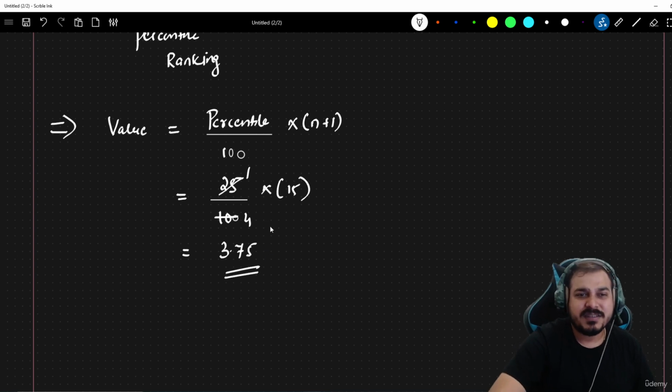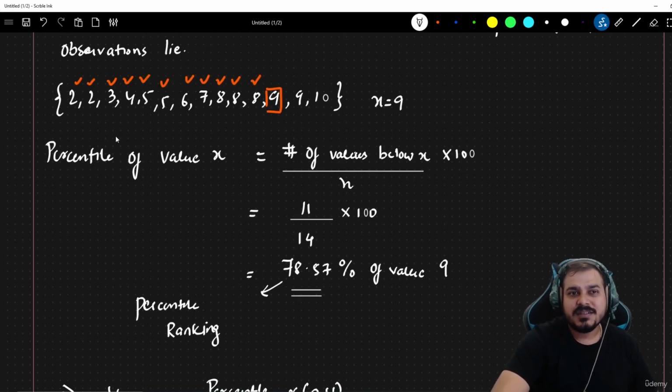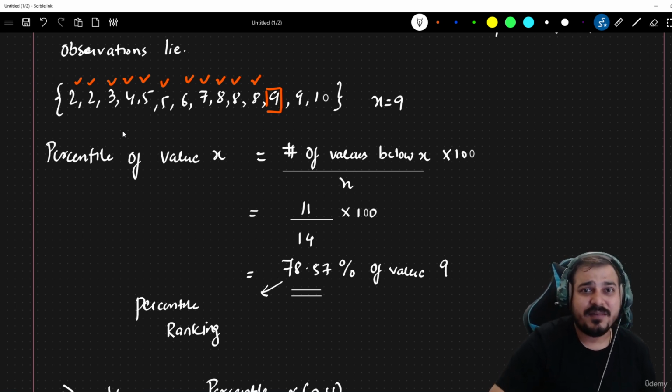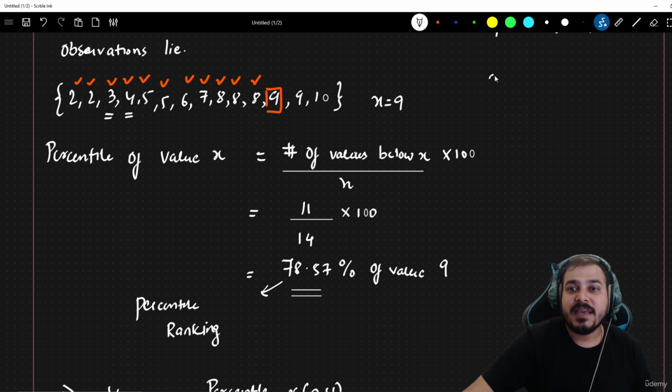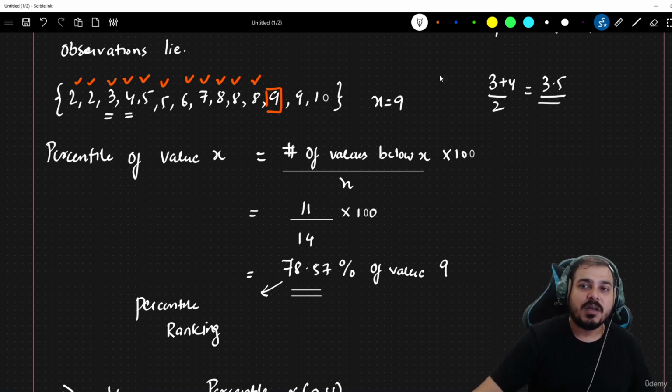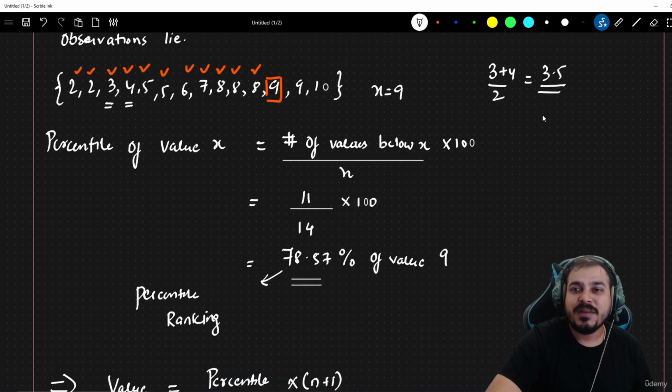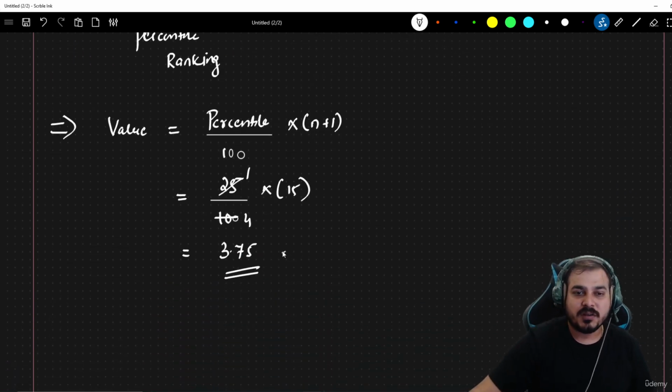So the value that it is showing is 3.75. But is there 3.75 anywhere in this distribution? No, it is not there, right? Whenever we get a fraction like 3.75 in this kind of scenario, I will take the third and the fourth number and calculate the average of these, which is nothing but 3.5. So if I really want to find the 25 percentile of this entire distribution, the answer will be 3.5. So here I'm just going to approximately write it as 3.5.